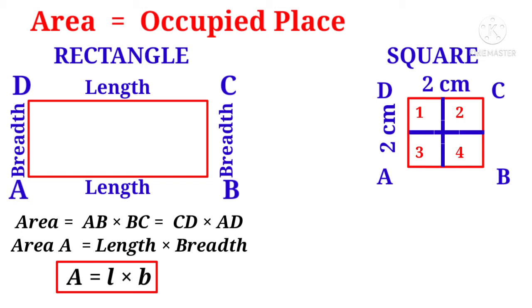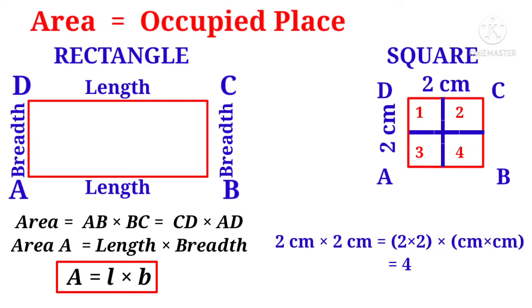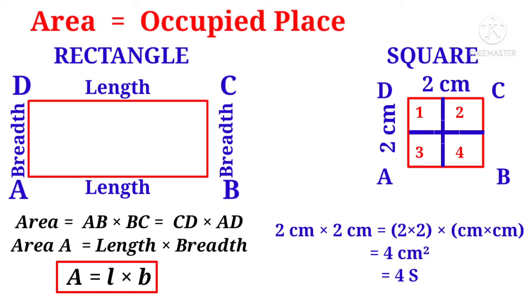This can be obtained by multiplying 2 centimeters into 2 centimeters. That is 2 into 2 is 4. Centimeter into centimeter is centimeter square. That is 4 square centimeter.